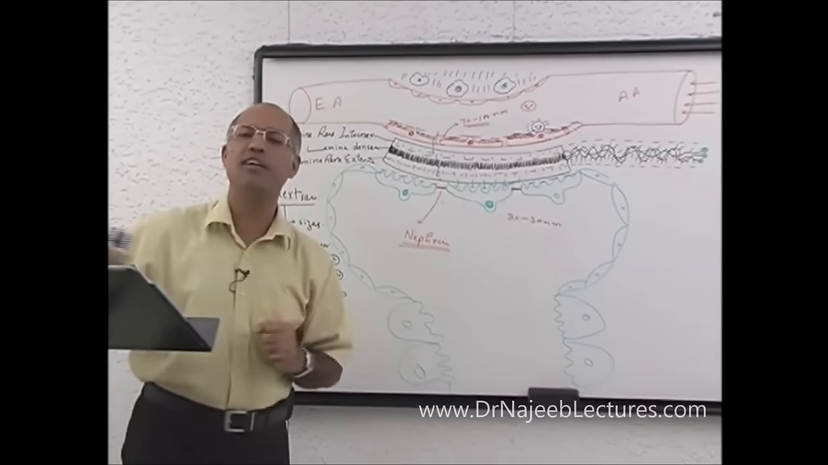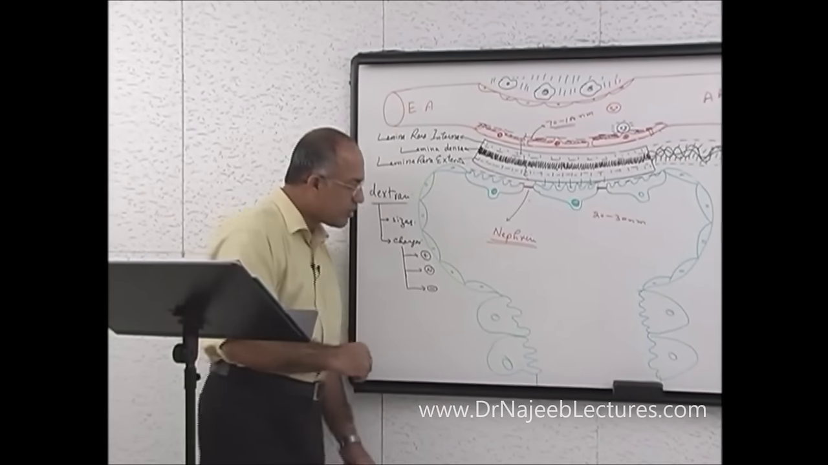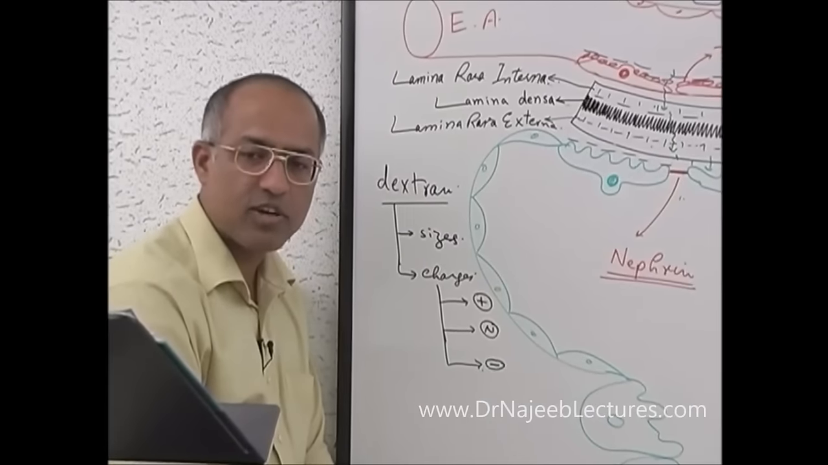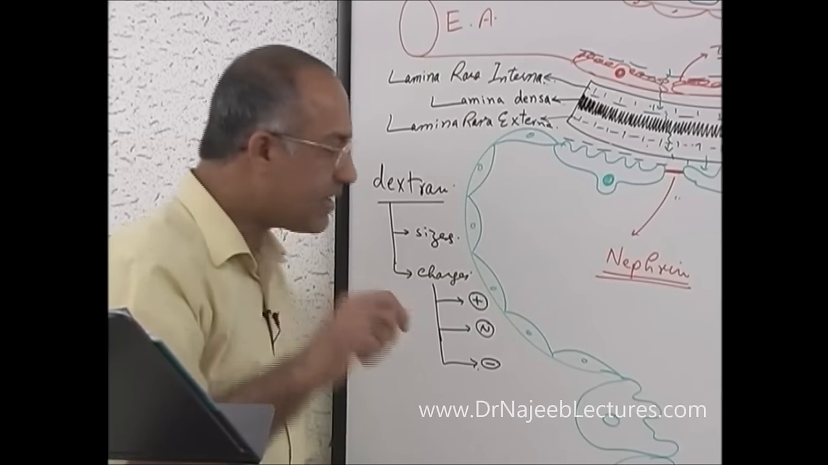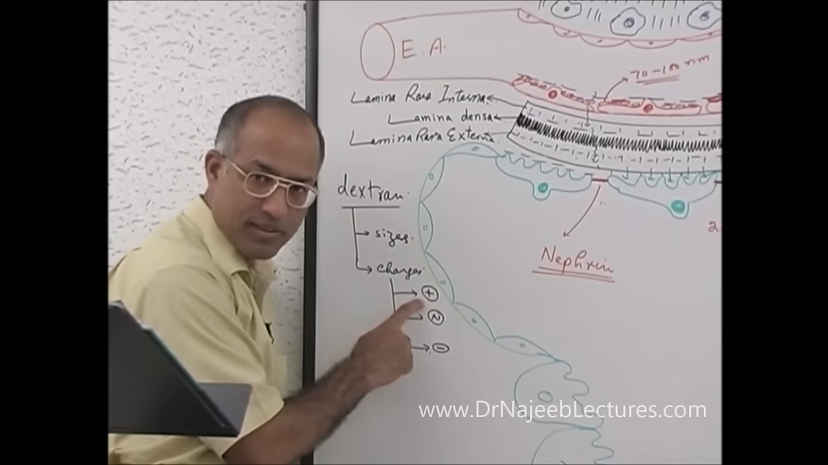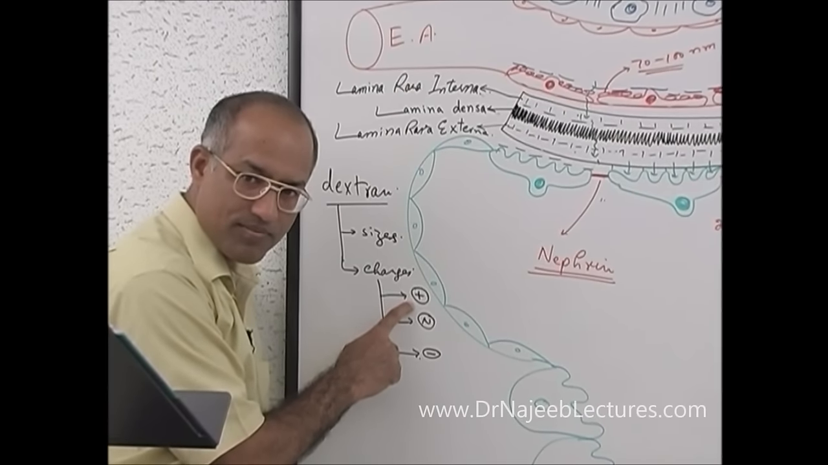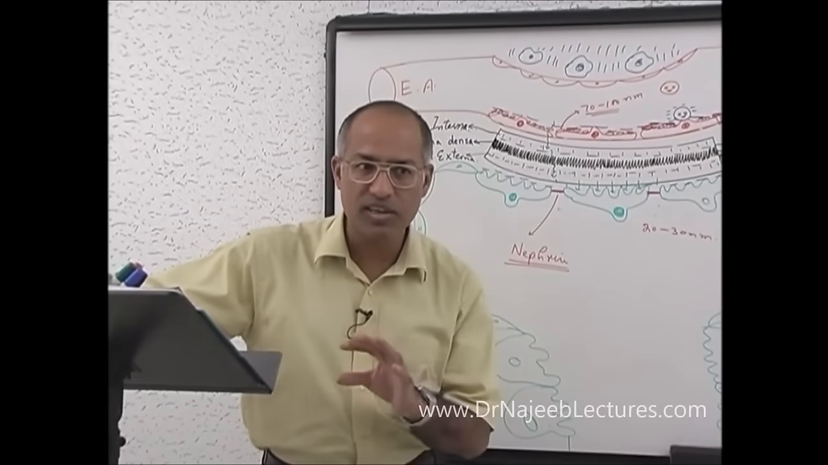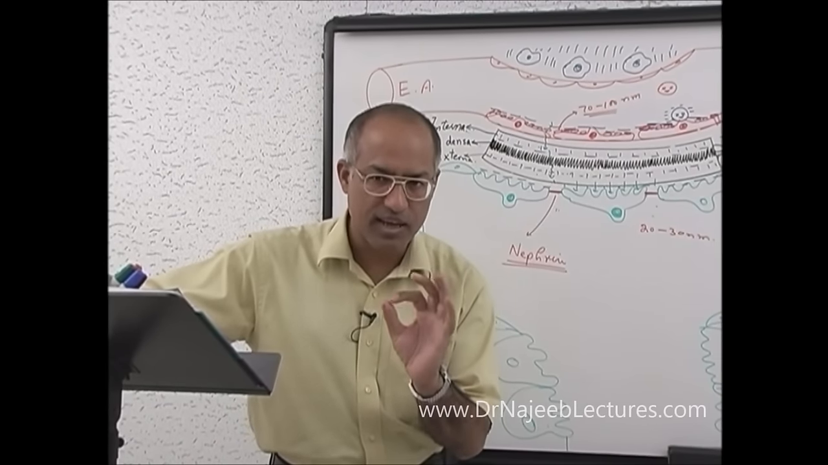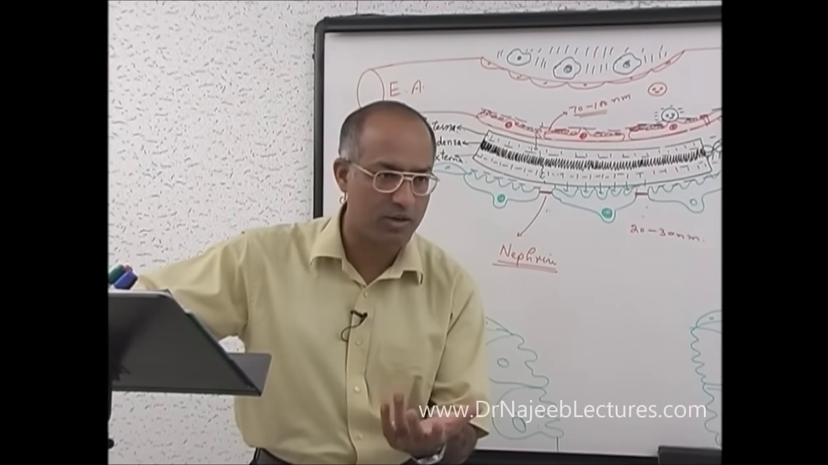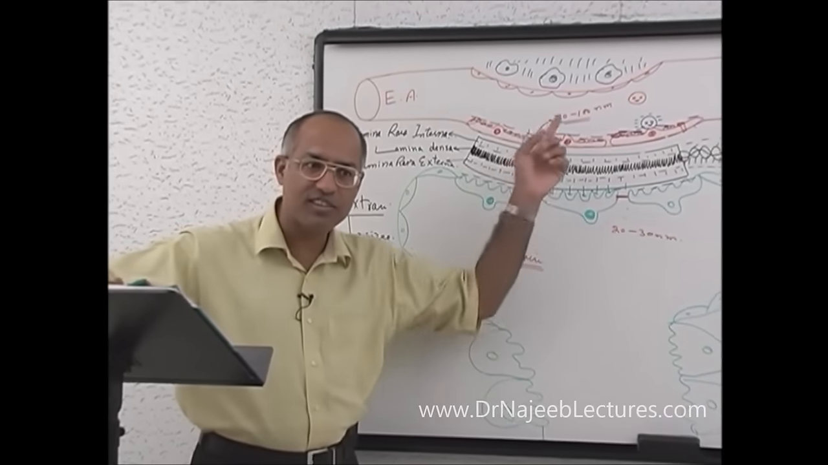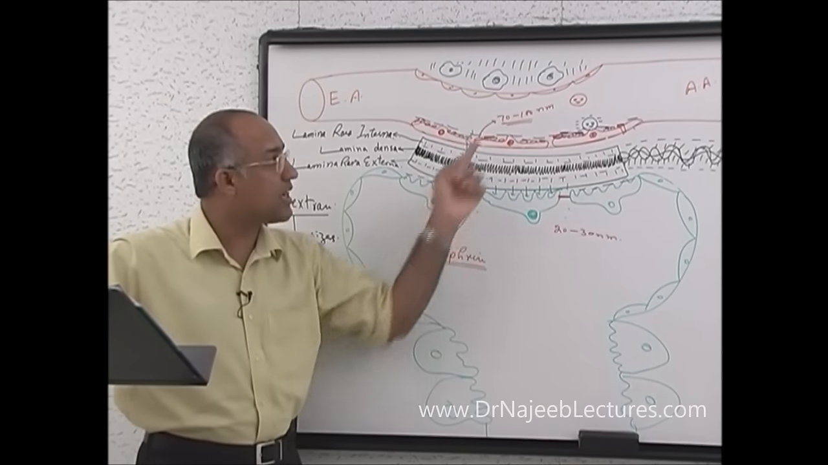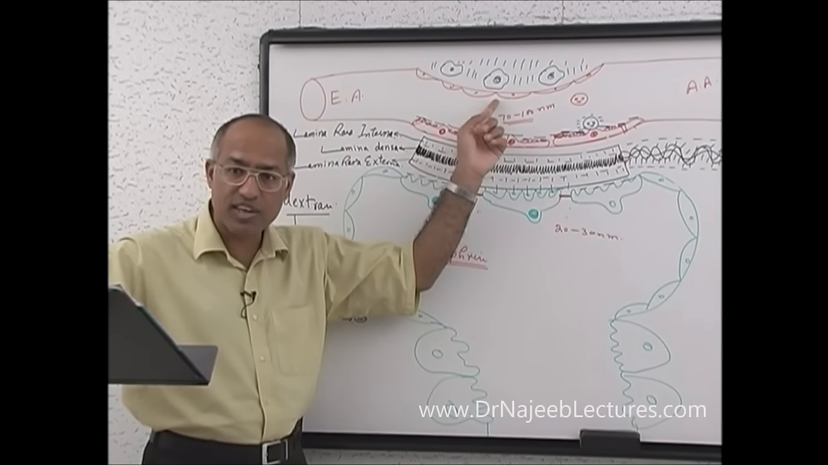Secondly, they did another experiment. First they injected the person with the dextran molecule, which could freely filter. Then they made those molecules electropositive. The filtration will increase or decrease? If the molecules to be filtered have just the right size, and on top they are electropositive, it means they are cationic molecules. Will they be repelled by the membrane, or will they be facilitated in filtration? They will be facilitated, because the membrane is negatively charged. So any molecule which comes here and is positively charged will be attracted and move through.